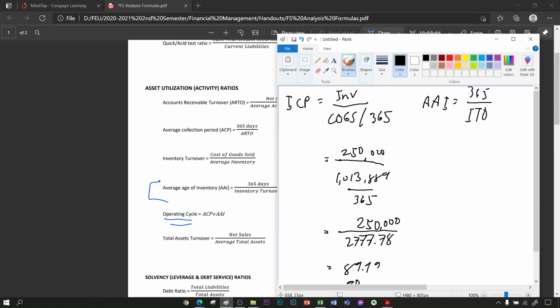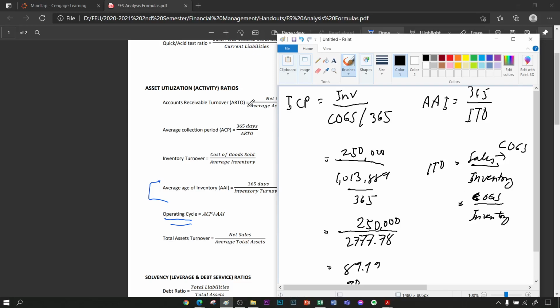Sana naalala mo pa, no? So, di ba sabi natin, kapag turnover, sales yung numerator. Tapos, yung denominator niya is yung pangalan ng turnover. So, inventory turnover, sales over inventory. Kaya lang, sabi natin, mas maganda kung ang gagamitin natin as numerator is yung at cost, no? Okay, kasi yung sales natin na figure dito, may markup na yan. So, mas okay kung cost of goods sold yung numerator natin. Okay, so COGS over inventory. COGS yan, okay. Over inventory.